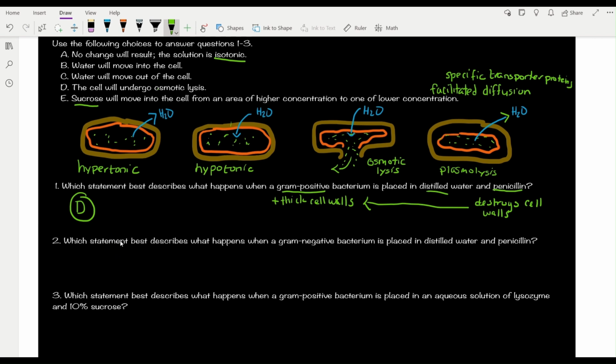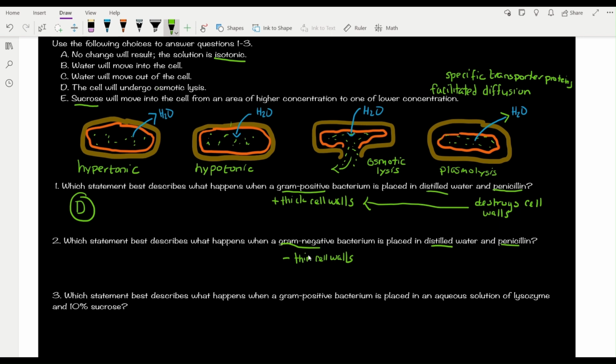Number 2. Which statement best describes what happens when a gram-negative bacterium is placed in distilled water and in penicillin? So we have a gram-negative. Gram negatives have thin cell walls, or thin peptidoglycan with an outer membrane. So thin cell walls. We have the distilled water, and we have penicillin. And we already know what penicillin does. Penicillin destroys the cell wall.